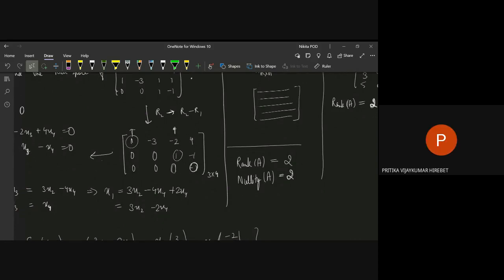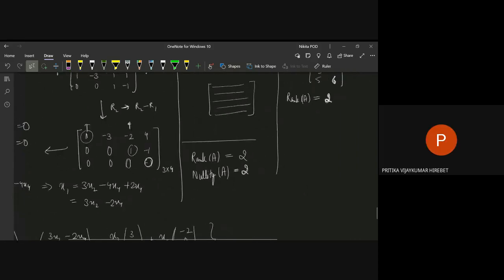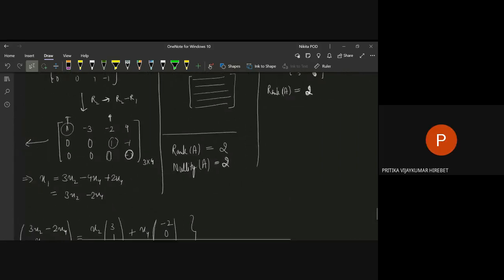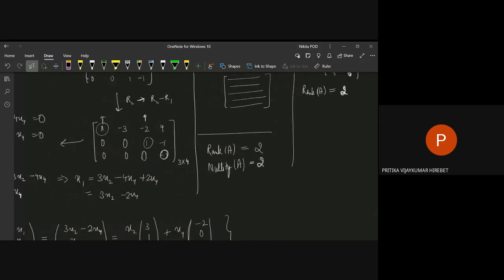Ma'am, my question is why does the rank correspond to the pivot elements? What is the connection? Because it is independent. An independent vector can span all space. Because column 1 and column 3 are independent.